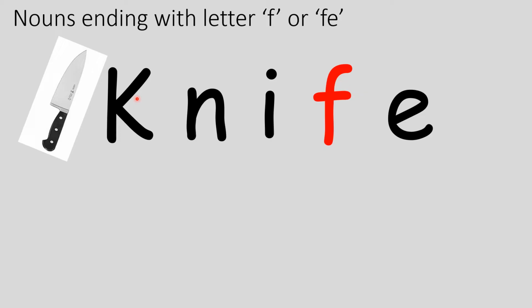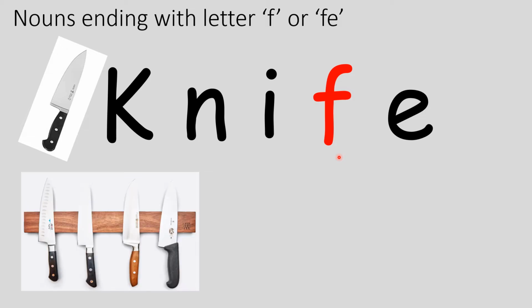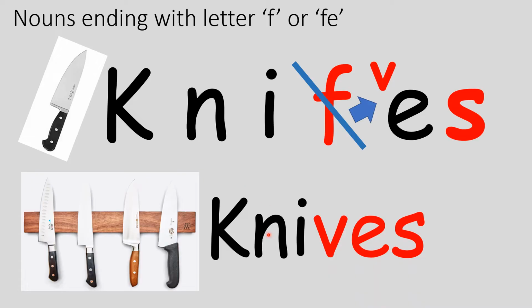Do you notice that the word knife ends with the letters F and E? Every time the noun ends with the letters F and E, to make it plural, what you need to do is scrap off the letter F, replace it with the letter V, and add the letter S. And it will become the word knives.